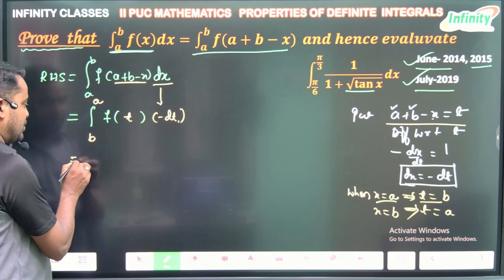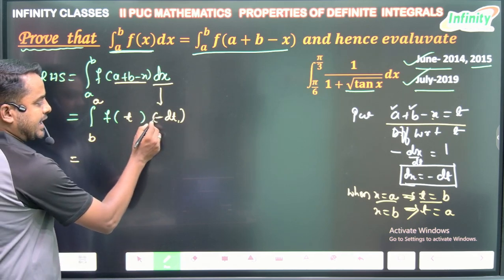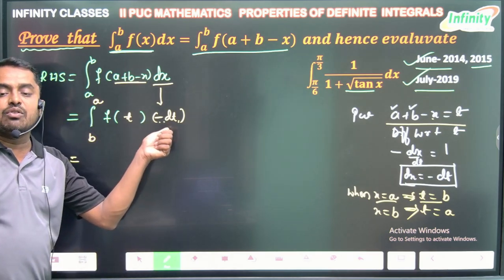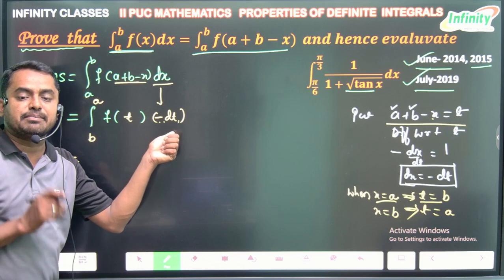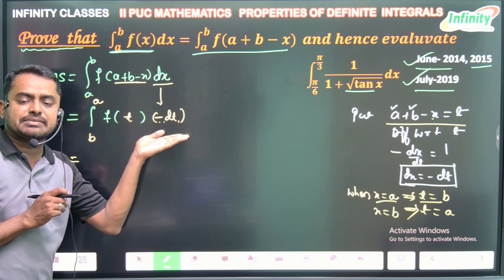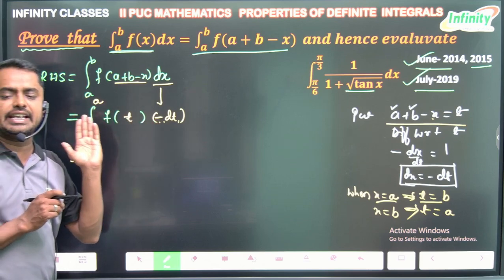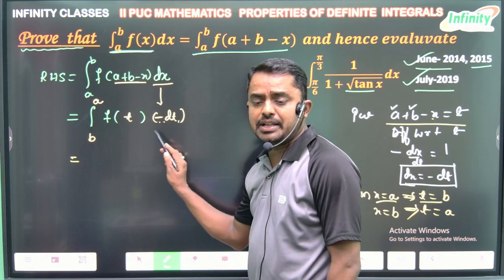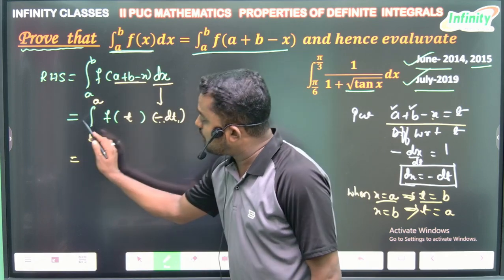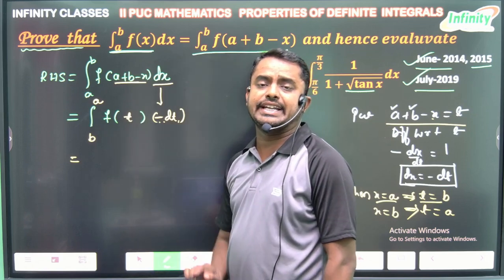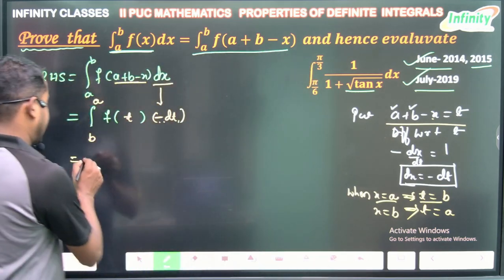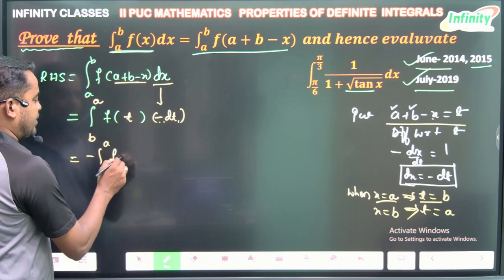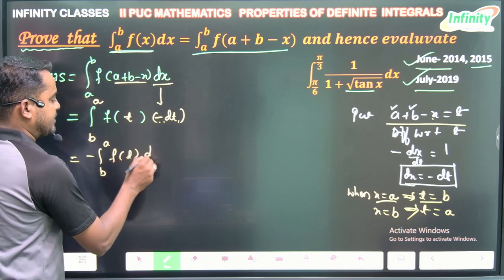Take this minus sign outside of the integral. In front of dt, which sign is there? In front of dt, a minus sign is there. Take this minus sign outside of the integral. The minus sign in front of dt we take outside of the integral, so it becomes minus integral b to a f of t dt.